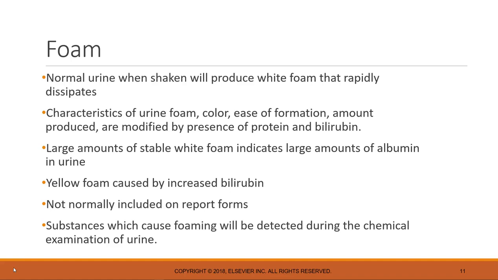The characteristics of urine foam, the color of it, the ease of formation, the amount produced, are modified by the presence of protein and bilirubin. When you shake a urine and you get large amounts of a stable white foam, this indicates a large amount of albumin, which is a protein, is present in the urine, which is not normal. Yellow foam is caused by increased bilirubin, and again, bilirubin indicates some type of liver damage. This is not normally included on report forms or done. Substances which cause foaming will be detected during the chemical examination of the urine.